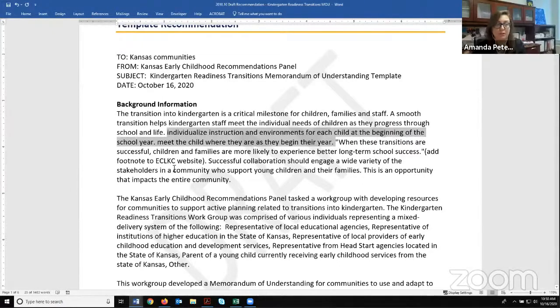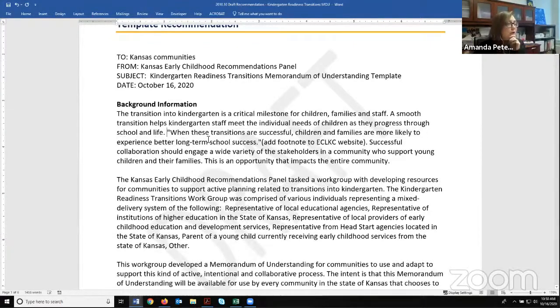And so are we all okay if I delete what's highlighted? Yep. I like being able to highlight the Early Childhood Learning and Knowledge Center website for that piece. And then, how do we feel about this paragraph, folks?